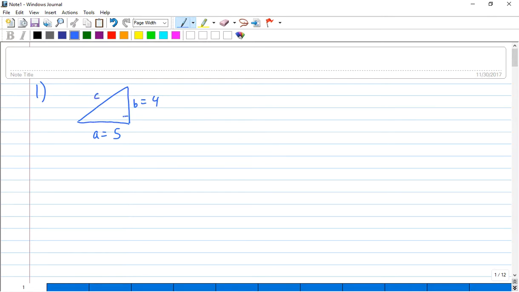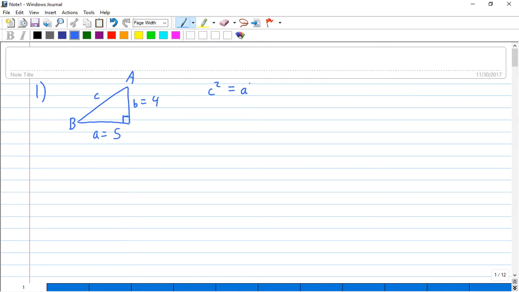Tells us this angle here. If it has that little square, that means it's a 90-degree angle. And then this is angle B, because it's across from side B. And then this is angle A. This is across from side A. So the first thing I would do is probably find side C by using the Pythagorean theorem.